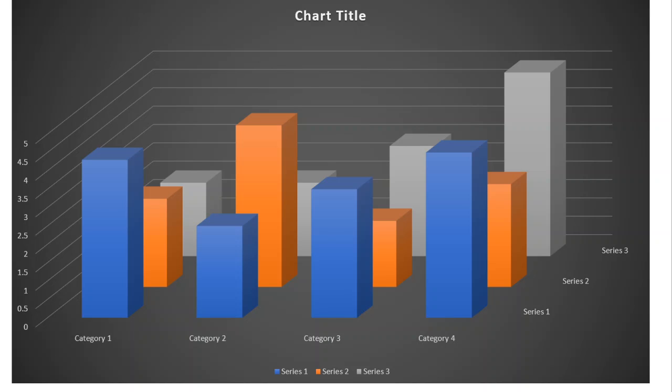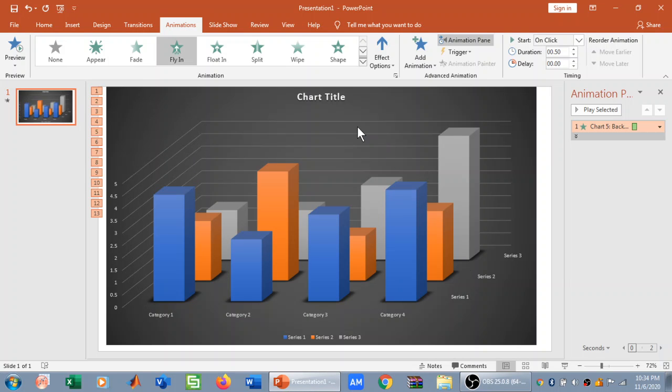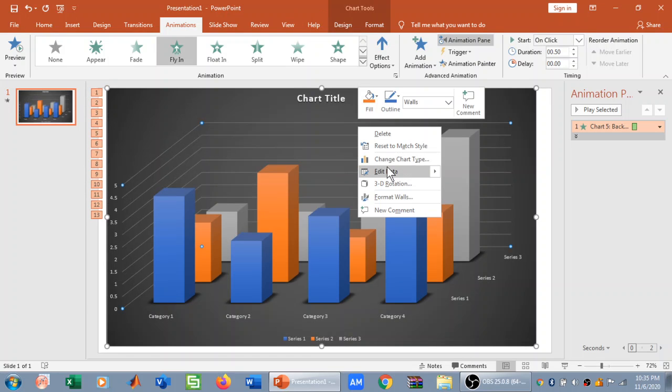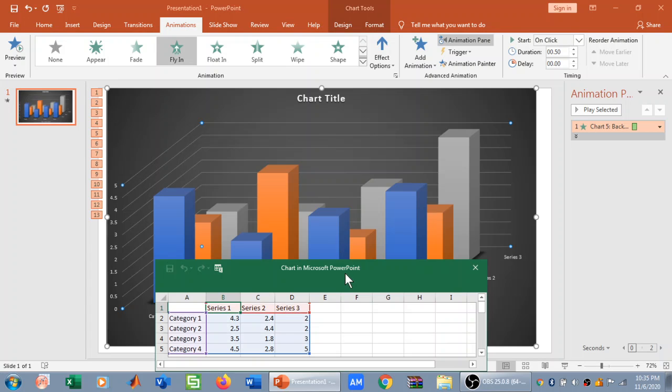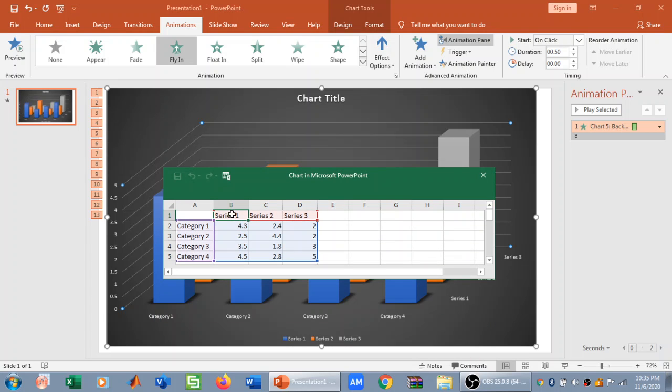Now this type of animation is very attractive and very appealing to the audience. So the audience will enjoy looking at this animation. And to change values, I can simply right click on it, and then I can click on Edit Data. Once I click on edit data, the spreadsheet is going to appear. So I can change the values of the categories and the series from here.